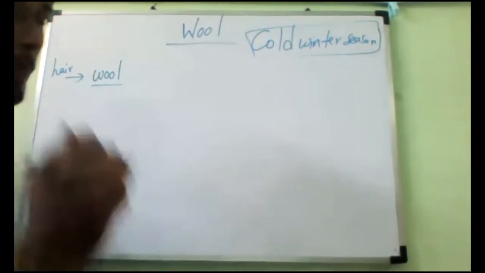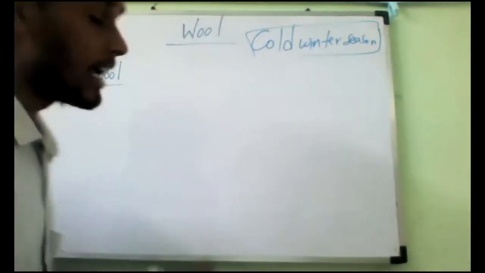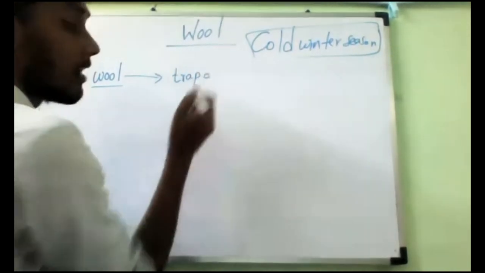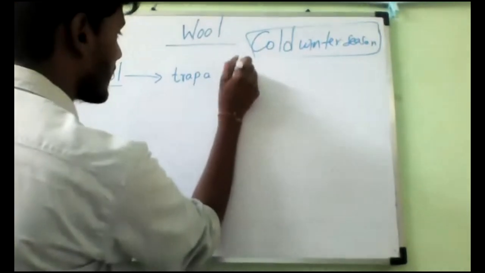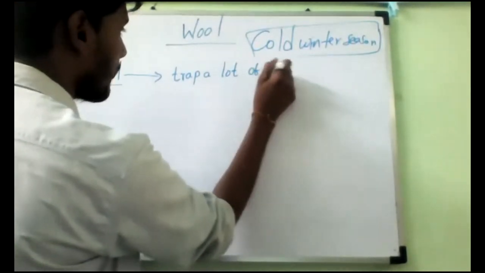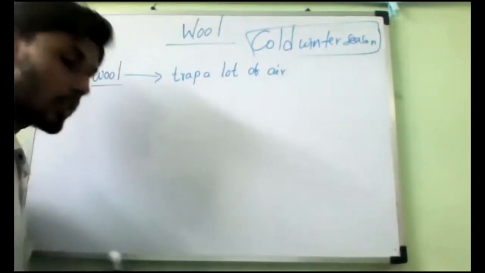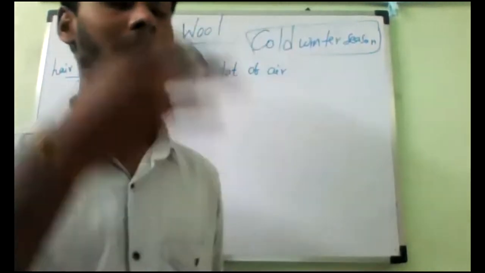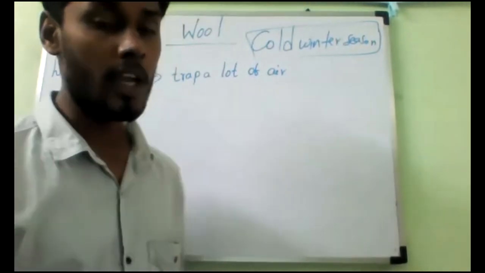So what is the specialty of this wool? This wool can trap a lot of air between the fibres, so that there is no exchange of gases from outside to inside and inside to outside. Like an insulator it will be. So that is why.